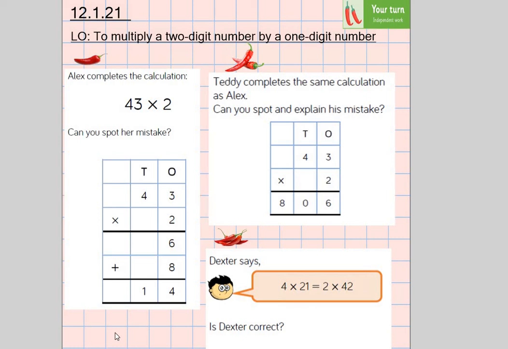And Chili 3 says Dexter says 4 times 21 is the same as 2 times 42. Is Dexter correct? Jot down what you think and then come back to me. Remember, you could have a go at all of the chili challenges, or you could pick the one that you would normally work on at school.